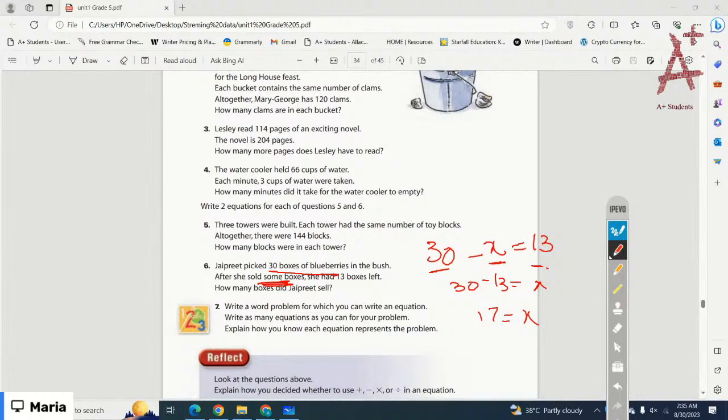Okay, question number 30 is the next one. Write a word problem for which you can write an equation. Write as many equations as you can for your problem. Explain how you know each equation represents it. X is something you don't know, like some boxes. This is actually the variable. After she sold some boxes, you don't know how many boxes she sold, so there you have to use the variable. X is the value you need to find out.